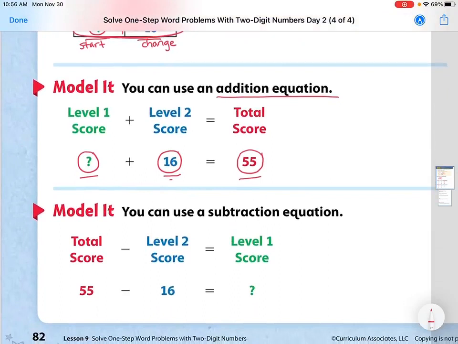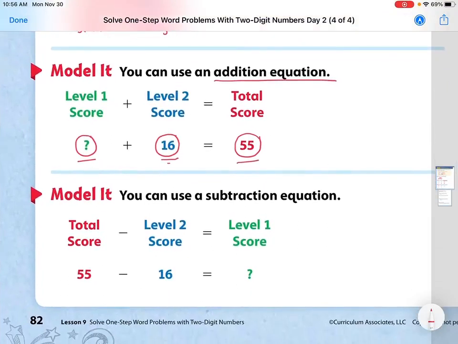And as we know, with fact families, we could also turn it into a subtraction problem. And a subtraction problem, a subtraction equation, always begins with the total number first. So we always start with our large number. We would subtract the number that we know, which would be the change, or 16, and then our answer would be our unknown, which we're going to find out.